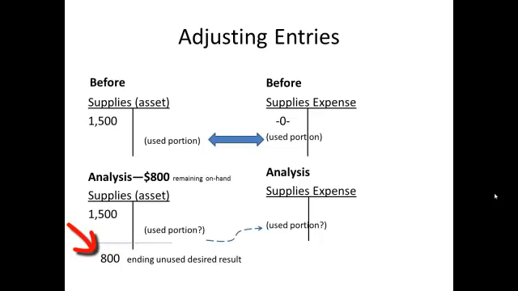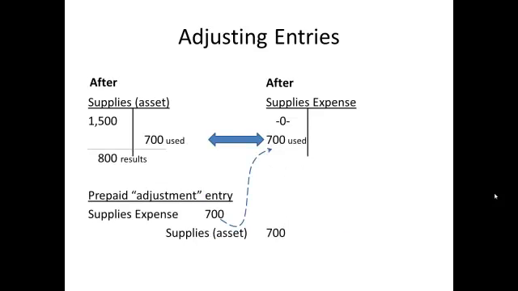The math is very simple. What's the used portion? The difference, $700. So we want to expense, supplies expense, $700 debit, and credit the asset account $700, bringing the asset account down to $800 and moving that $700 debit into our measured expenses. It's the adjustment that's the key, not the ending balance of supplies. That will result because of our adjusting journal entry.